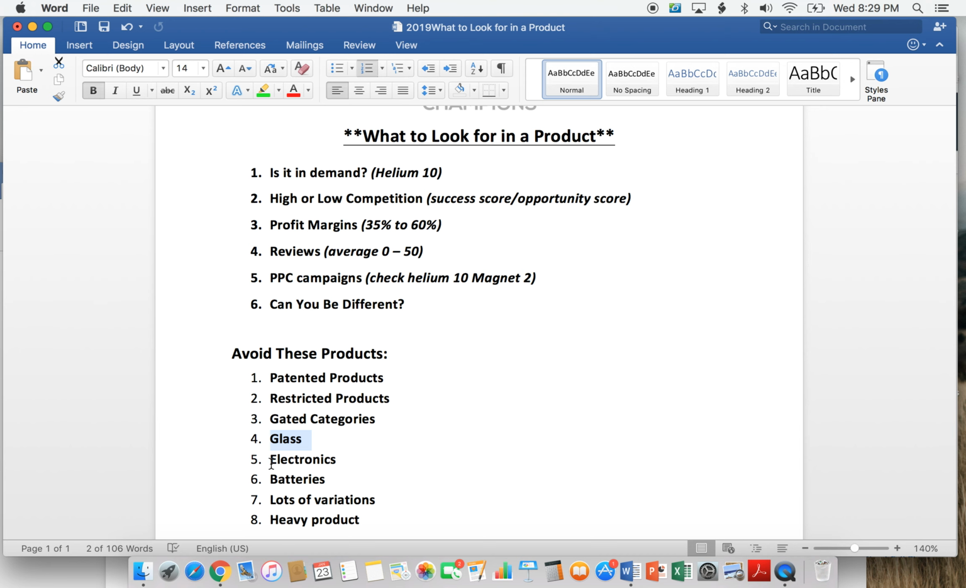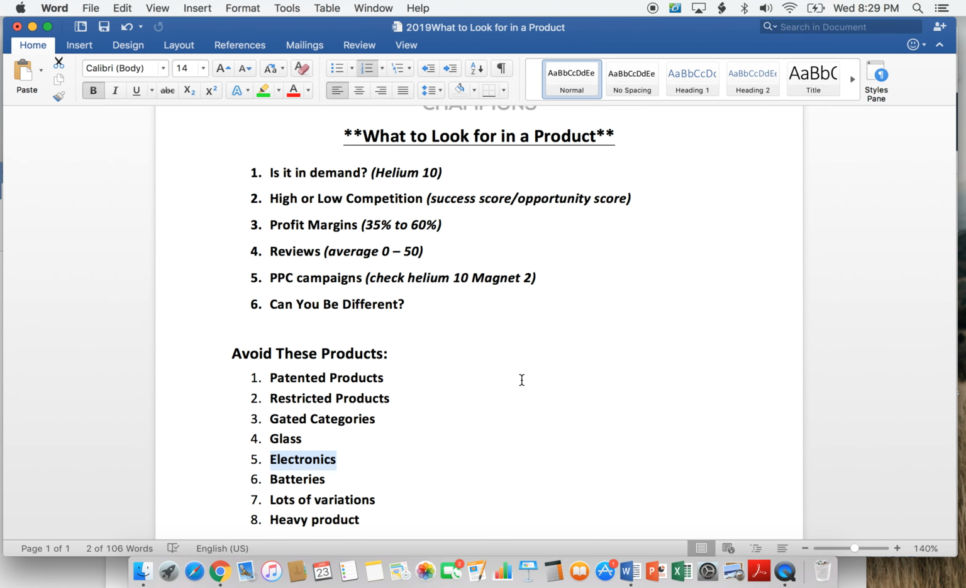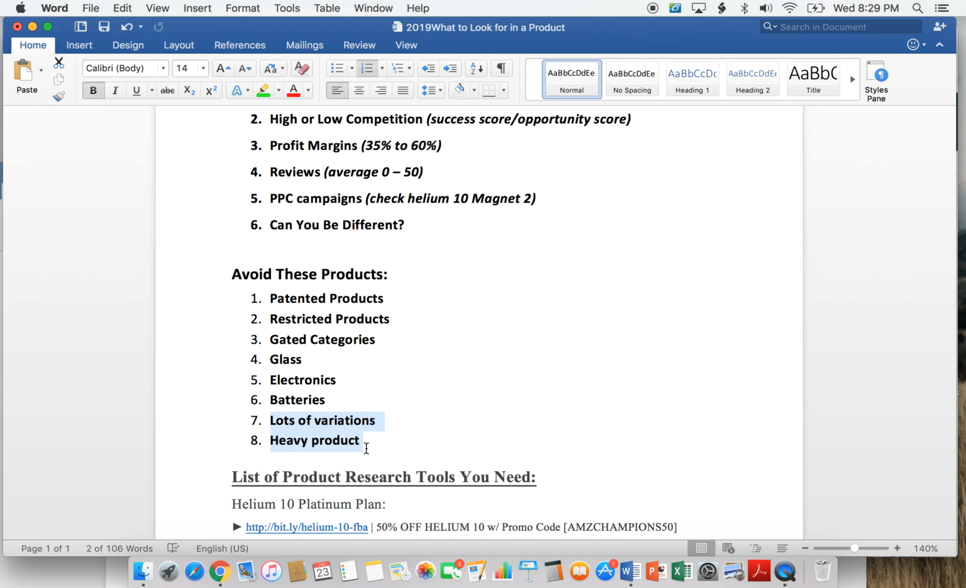The 5th thing is electronics. The reason being is electronics just have problems. People always have questions about it. You're going to get constant emails saying, how does this work? How do I do this? Why doesn't this work? And oh, it didn't work, so I'm going to return it. So that's the 5th thing. And then the 6th thing is batteries. Amazon does not like batteries. You need to get special approval, so just don't sell anything with batteries. Just avoid it. And then the last 2 are kind of optional.